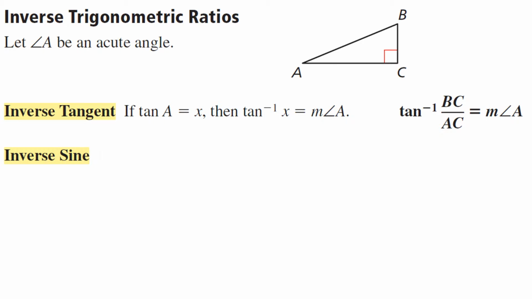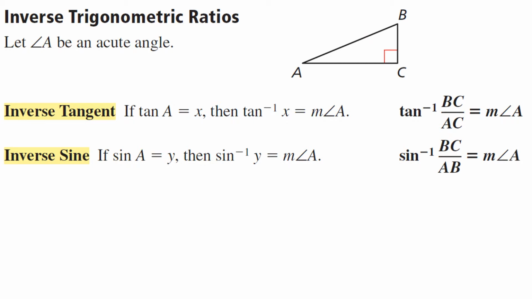Of course, same thing will go with inverse sine. If sine of angle A gets you the value of y, then the inverse sine of y will get you the measurement of angle A. And of course, we have cosine. So we need to do inverse cosine.